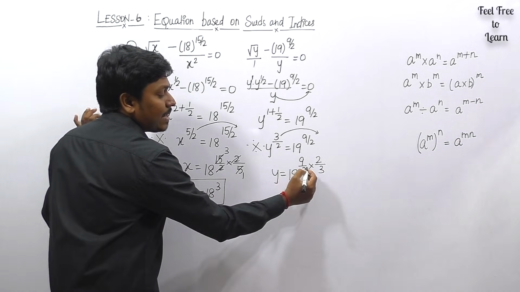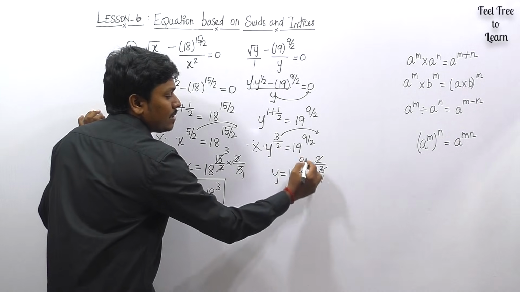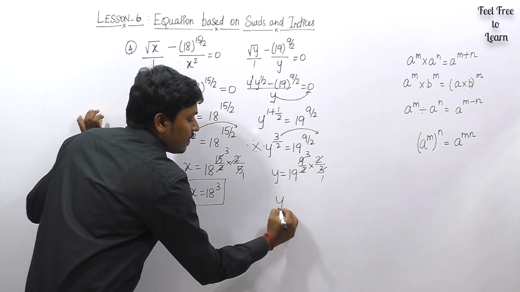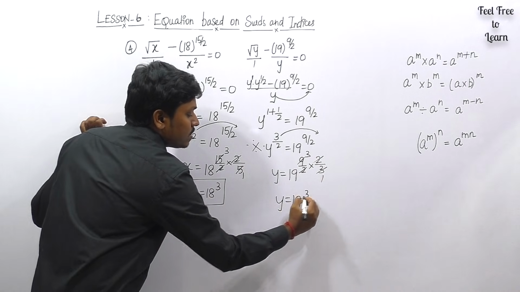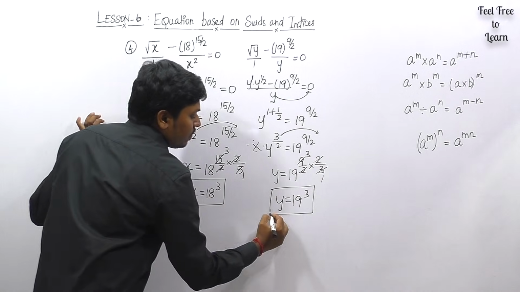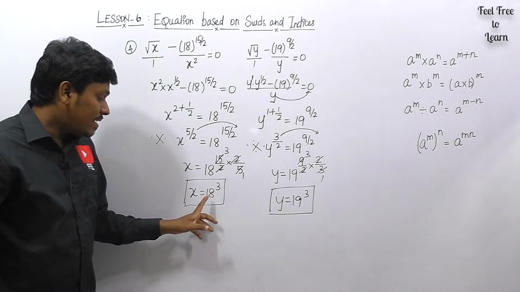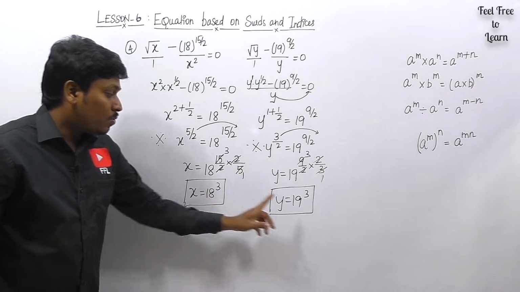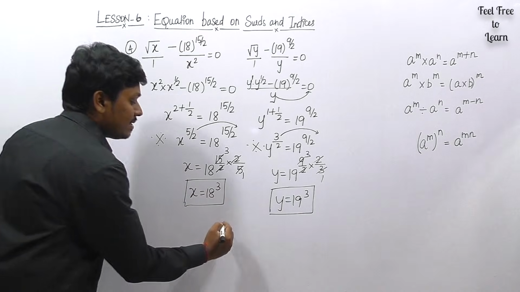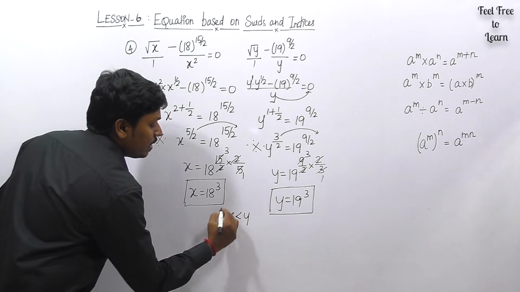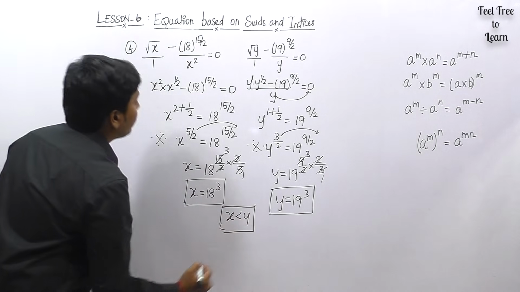So friends, here we can cancel 2 and 2. Similarly 1 3s are 3, 3 3s are 9. So finally we got y is equal to 19 cube. Now we need to compare and say what is the relationship between x and y. So friends, here x is 18 cube but y is 19 cube. So we can easily say the answer is x less than y, or y greater than x, for question number 4.